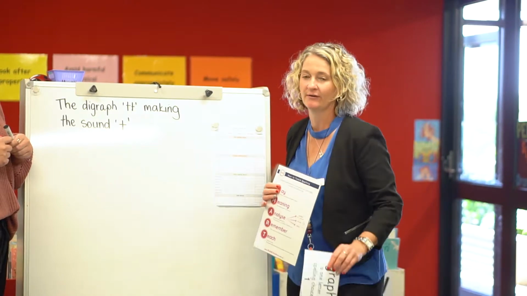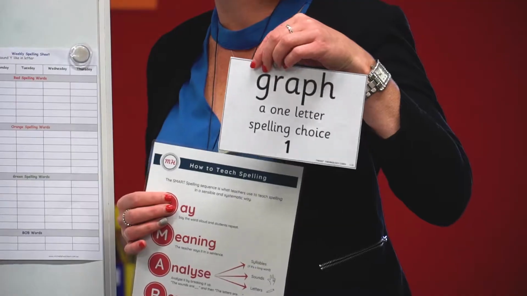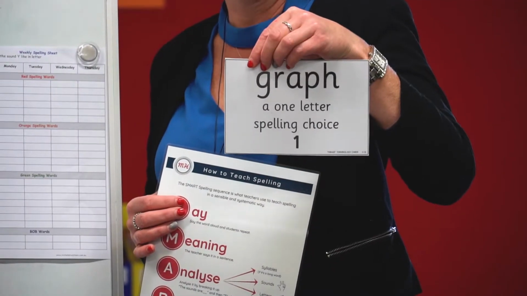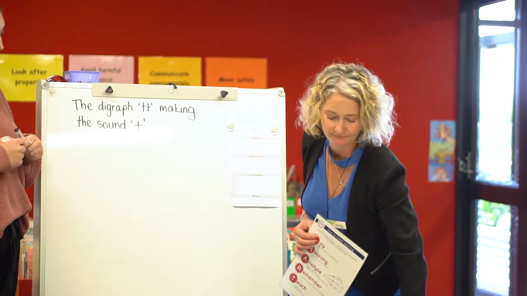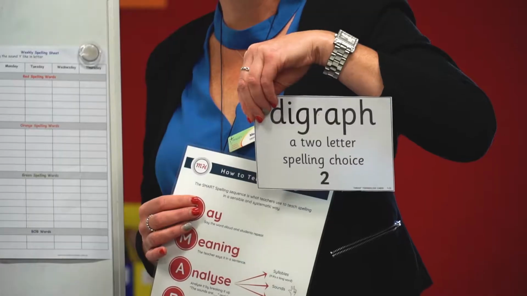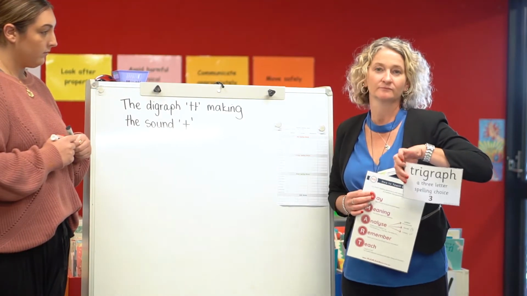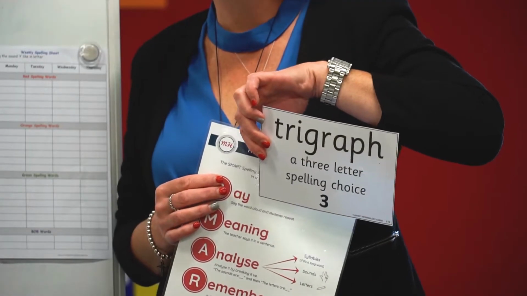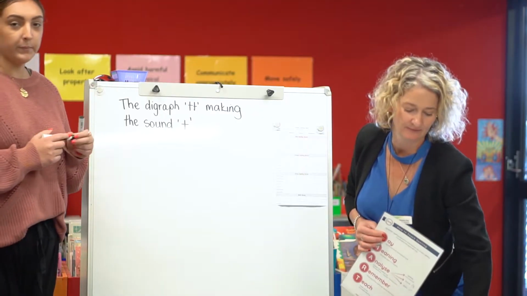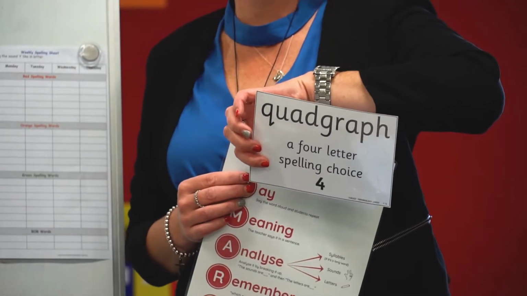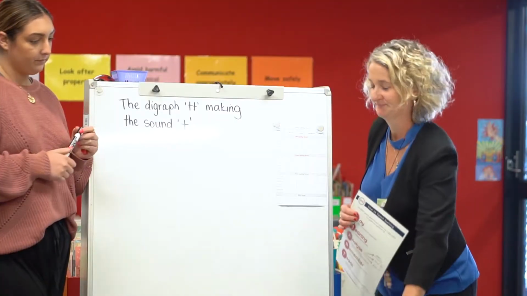Brodie's got digraph there. If we say graph, we're talking about one letter making one sound. Digraph is 2 letters making one sound. Trigraph, 3 letters making one sound. And our quadgraph, 4 letters making one sound.